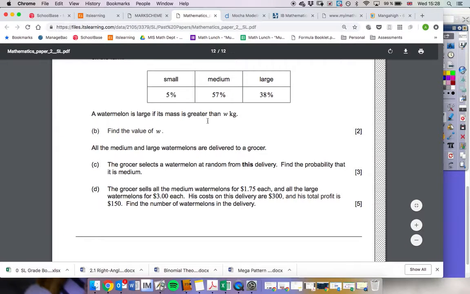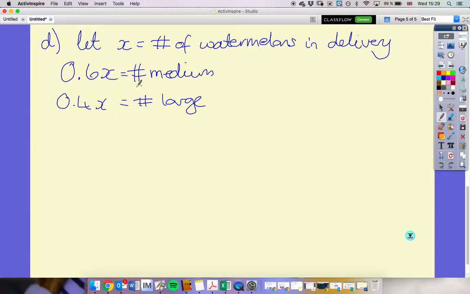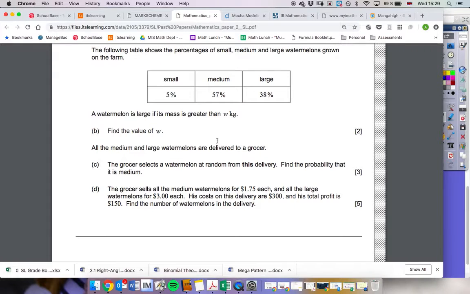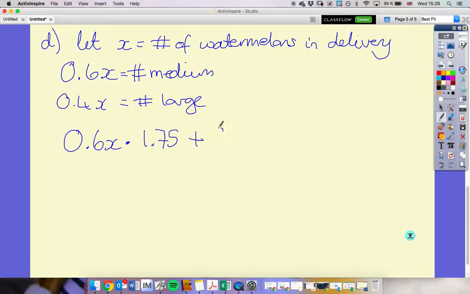We have the medium watermelons are $1.75 each. So I've got 0.6x watermelons each at $1.75. That is the money gained from selling the medium ones, and the large ones I believe were $3 each. So these are my large watermelons. This is how much they're gaining the grocer.